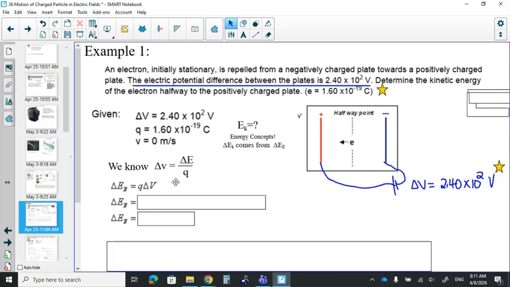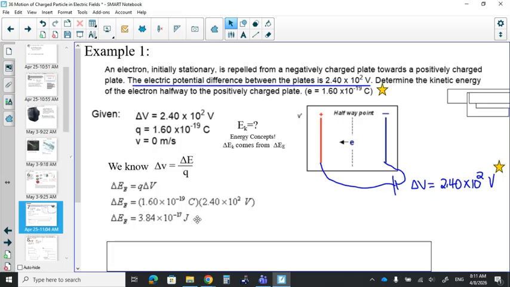So rearrange that and multiply it out. You've got your charge times your voltage. We got a kinetic energy of 3.84 times 10 to the negative 17 joules. Done. Okay.